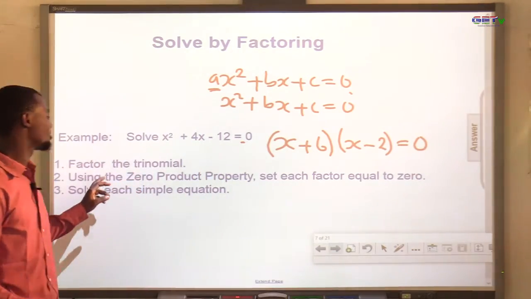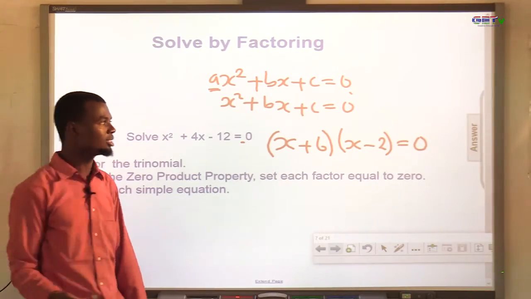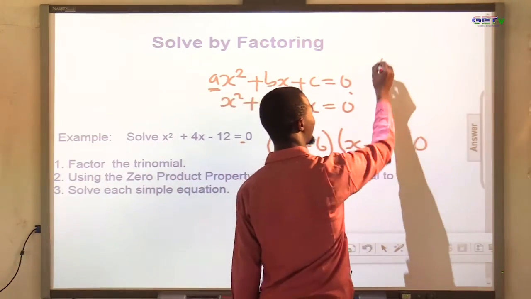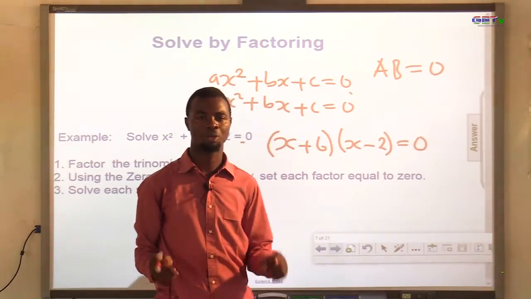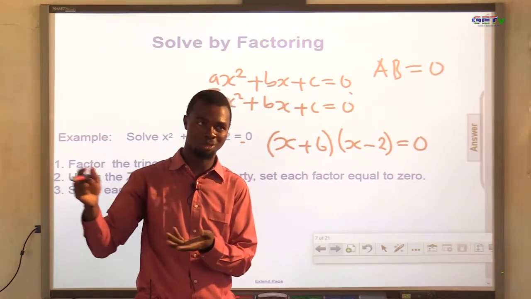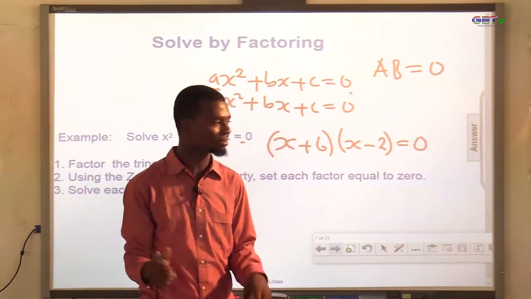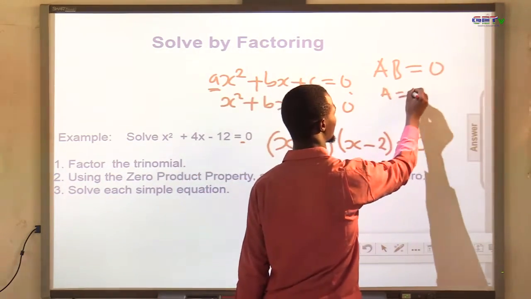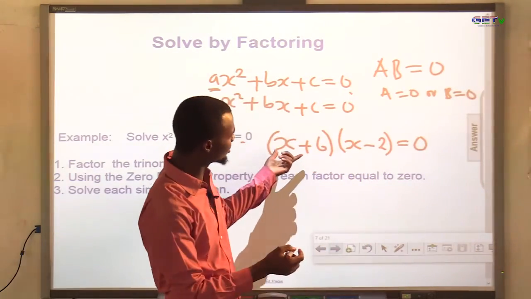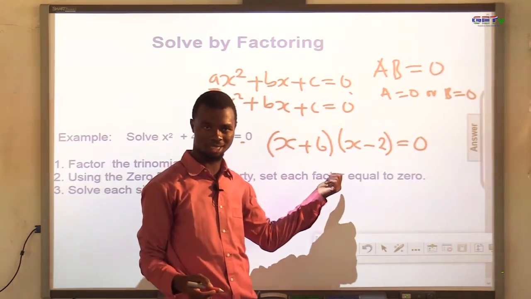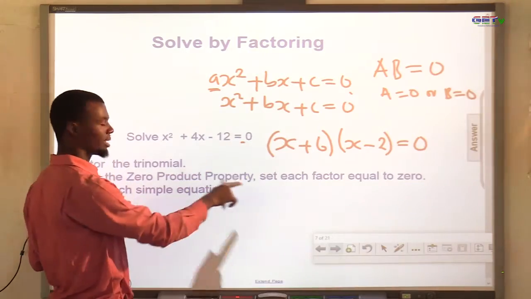Factor the trinomial, then use the zero product. What is a zero product? For instance, you have two numbers, a times b is equal to 0. When you multiply two numbers and your result is 0, either one of the numbers is 0 or both are 0. That is, either a is equal to 0 or b is equal to 0. Here, our a is x plus 6 and our b is x minus 2. That is the zero product here.